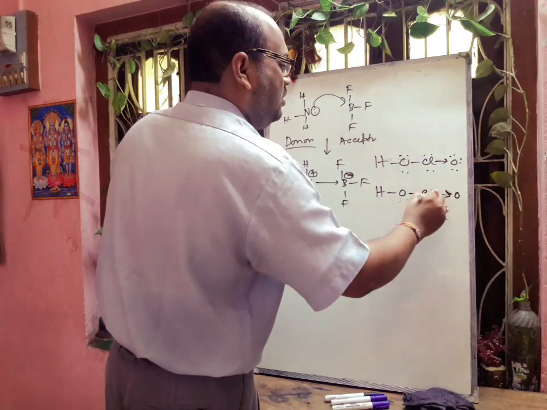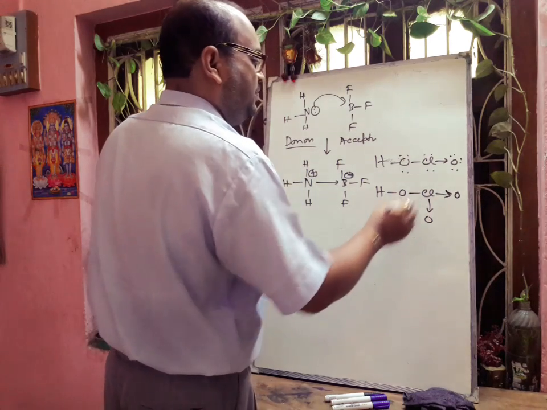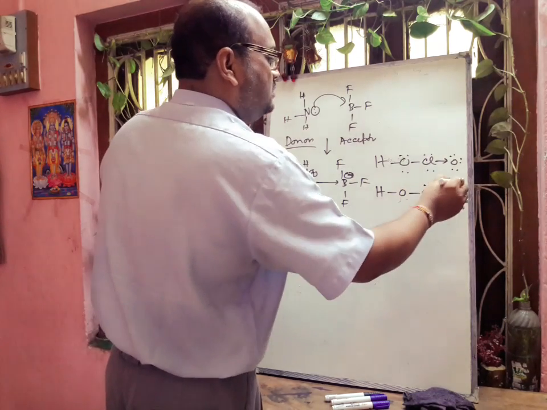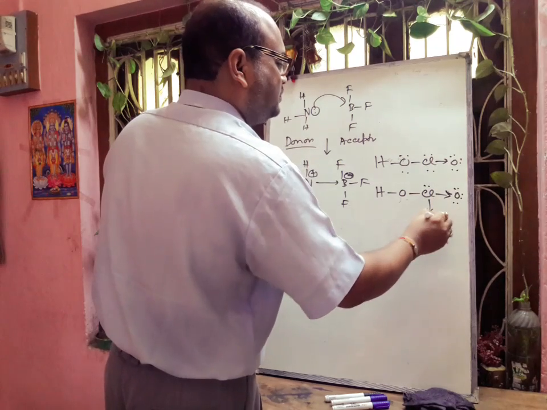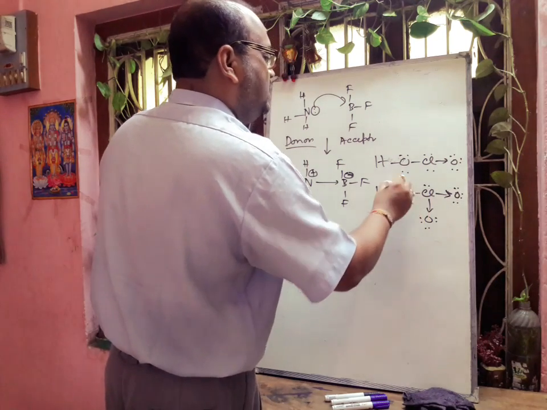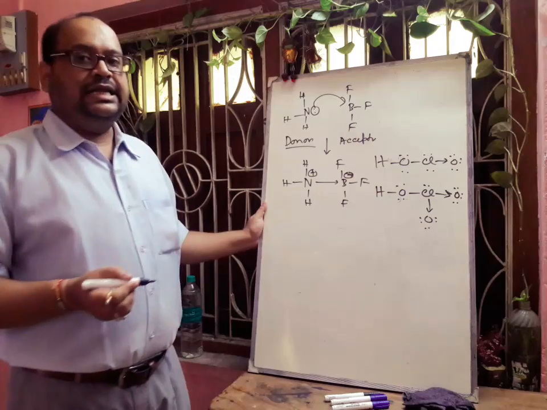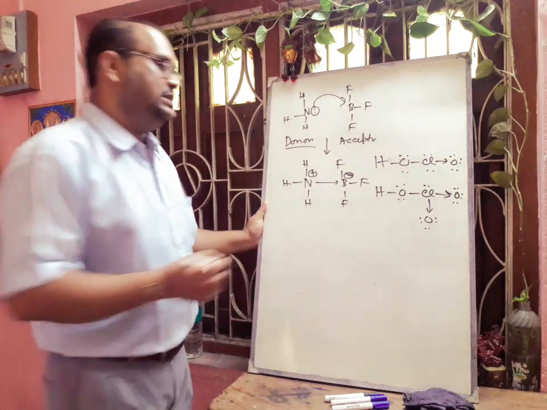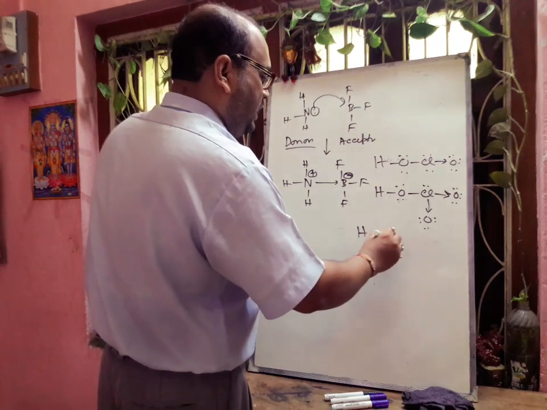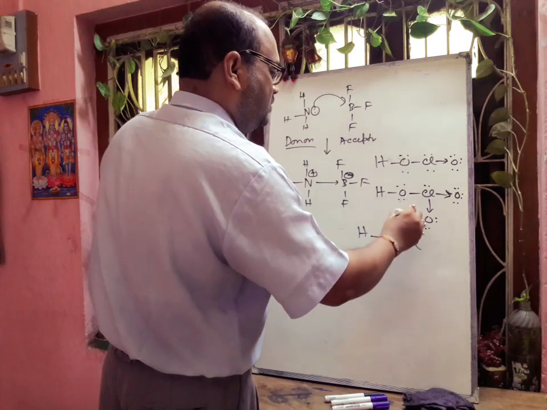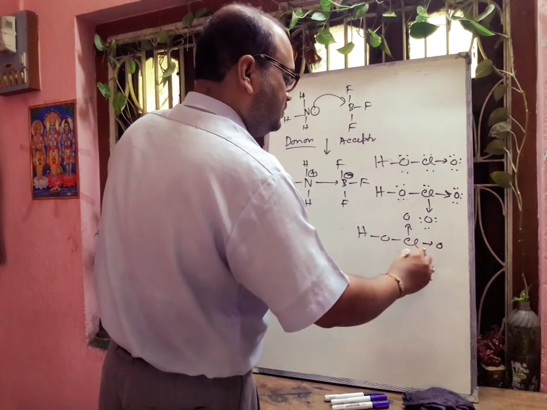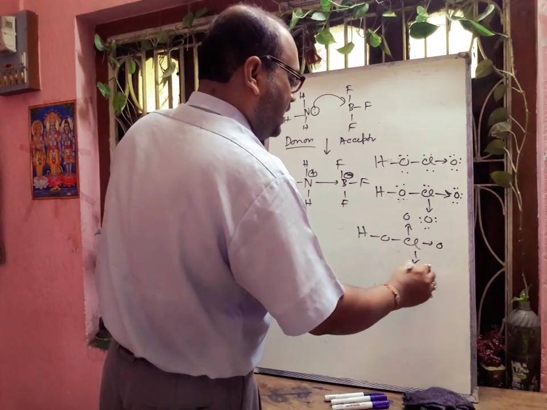Here one dative bond or coordinate bond is here, one bond is there. So here there are 2 electrons, here 6 electrons. This one is called chloric acid, and another is called perchloric acid. That also you have to know, HClO4. This one is called perchloric acid.